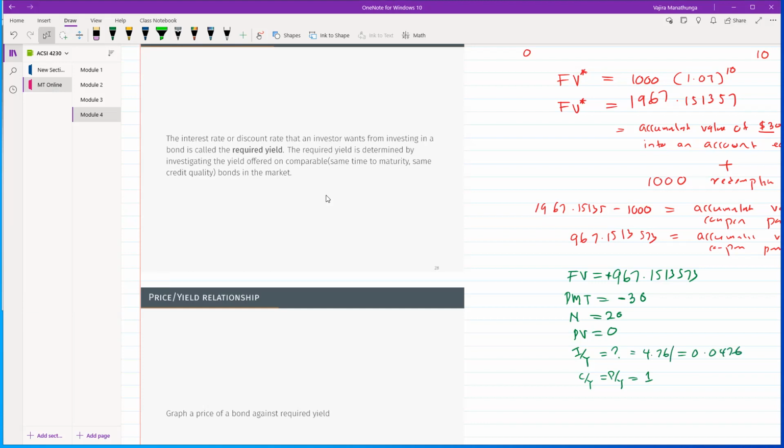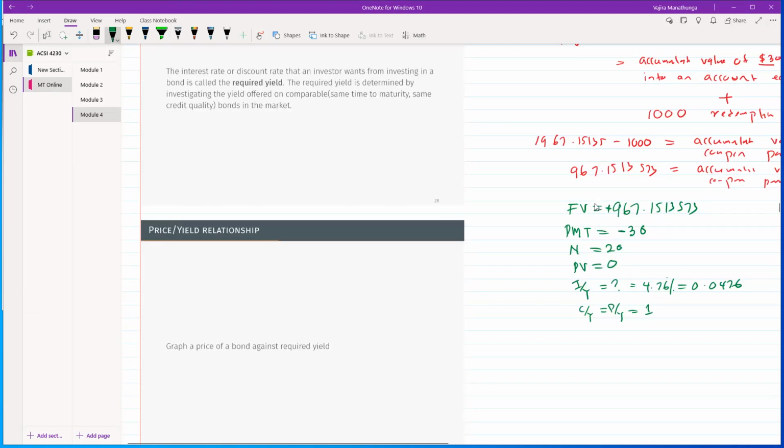Remember, the calculator gives us a percentage. So now this is the 6-month effective rate. For the 1-year annual rate, it's going to be what? (1 plus 0.0476) squared equals 1 plus I, and then from there we can get I. And I is going to be 9.7465.